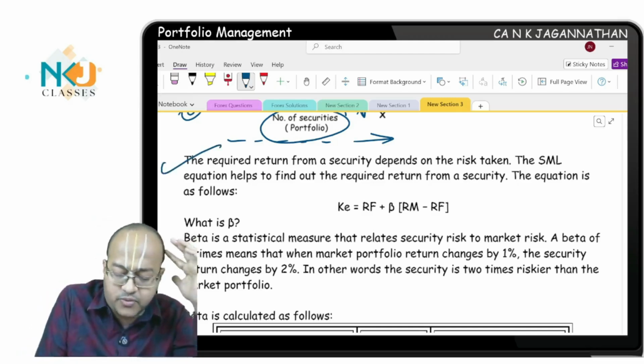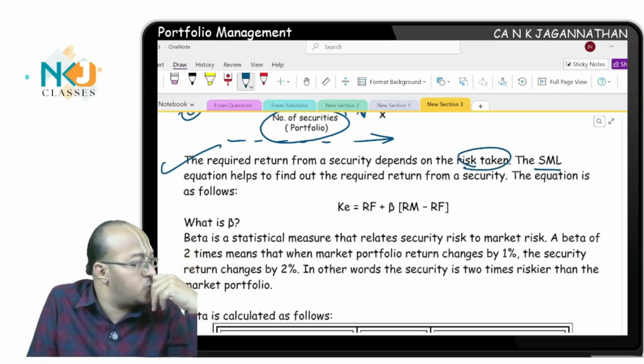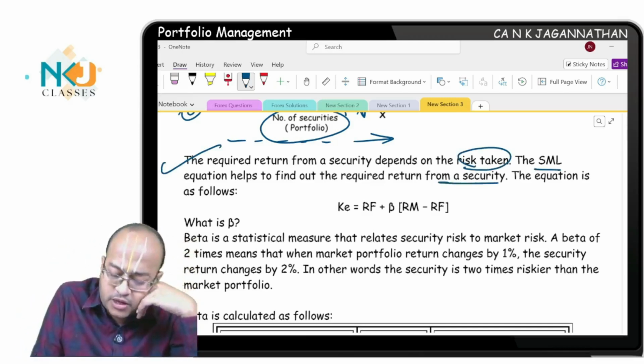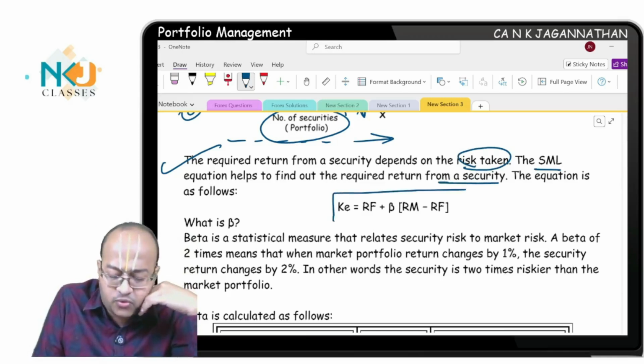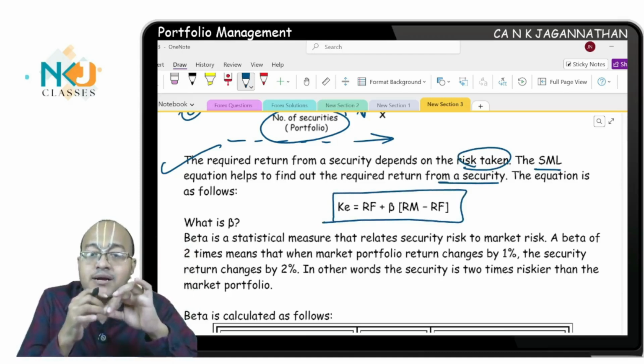The required rate of return from a security depends on the risk taken. The SML equation helps to find the required return from a security. The equation is as follows: Ke = Rf + beta × (Rm − Rf).